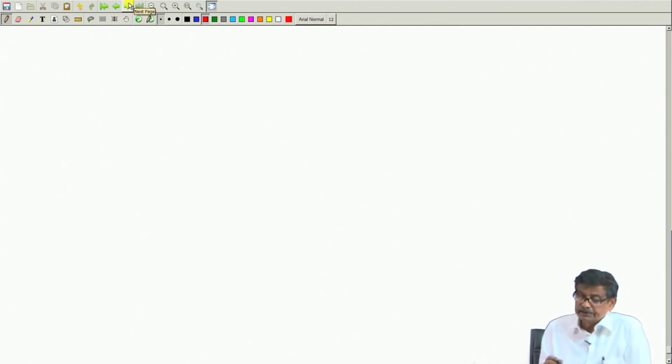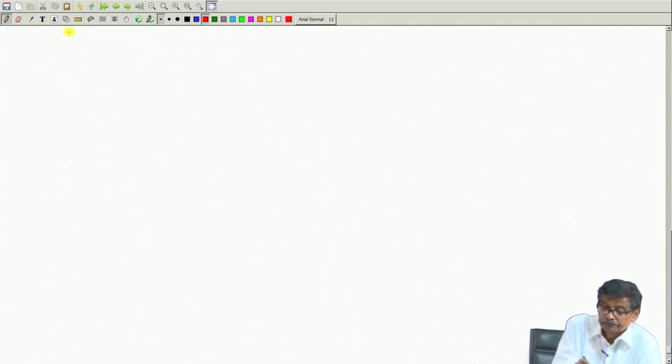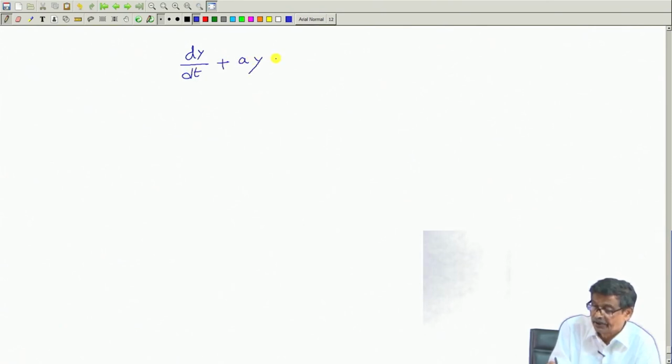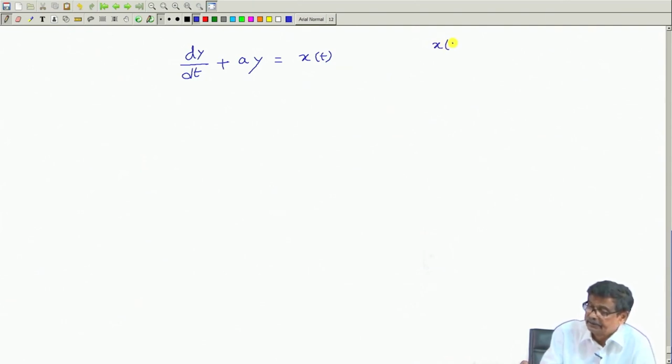So, what we have seen is this: the first order differential equation dy/dt plus a y is equal to x of t. It may be that x is voltage and y is current and so on. In mechanics, y may be displacement, x may be applied force. Anyway, whatever it is, a boundary condition is given, that is, the output boundary condition is given, some value. I am assuming it is 0.